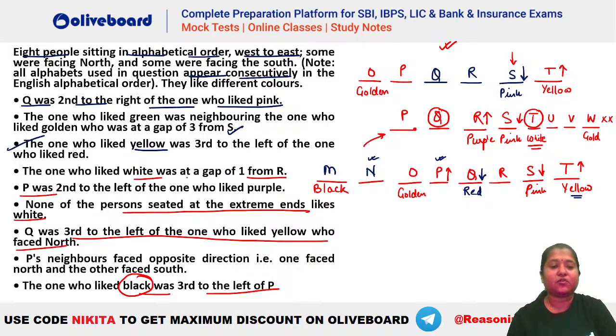Now what is remaining, let's check, then this is also done. The one who liked white is at a gap of 1 from R, तो R के गैप 1 पे आपका व्हाइट है, you can see here already we have a yellow, that means P should be white, so this person P will be white here, I hope this is clear, so you can see almost we have placed everything, now we are left with two colors.